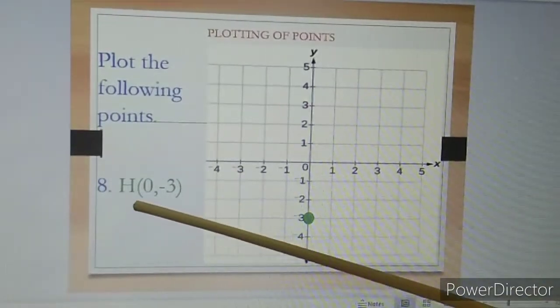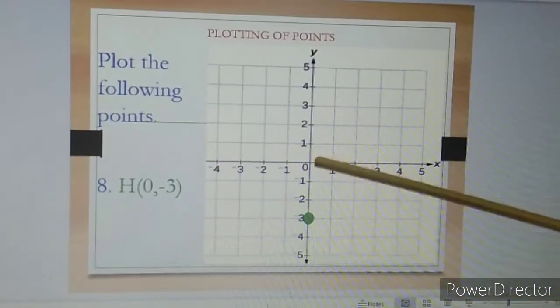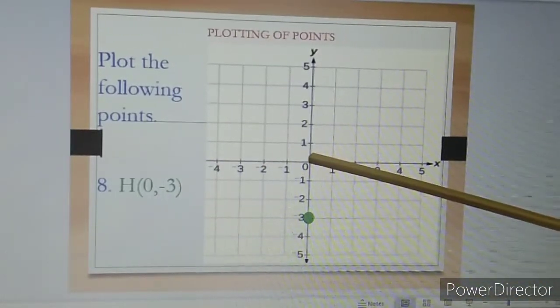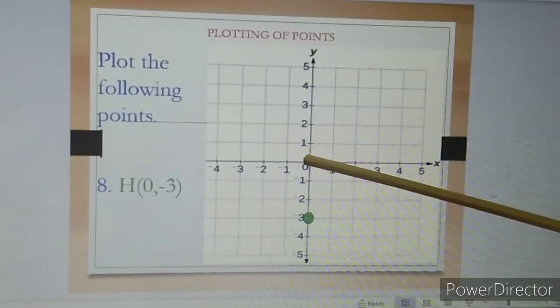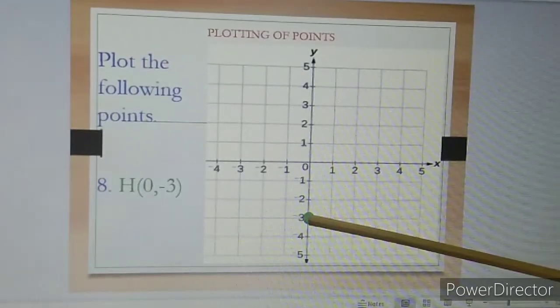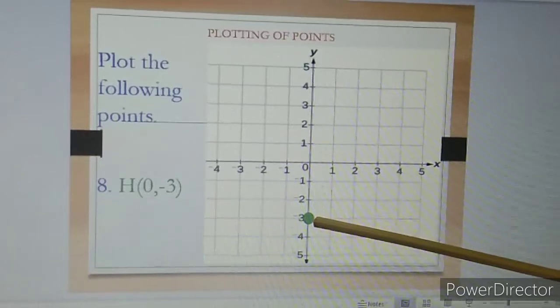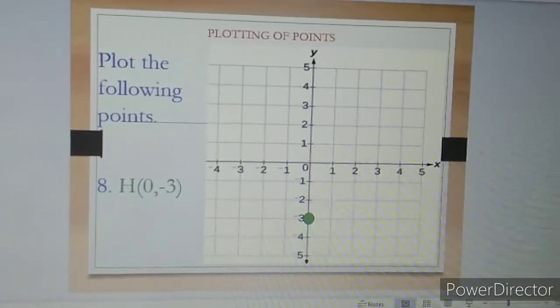The next point is point H with coordinates of 0, negative 3. So again, from the origin, we will move 0 units left or right, so it will remain here. And we will move 3 units down because it is negative 3: 1, 2, 3. This is the point that represents H with coordinates of 0, negative 3.